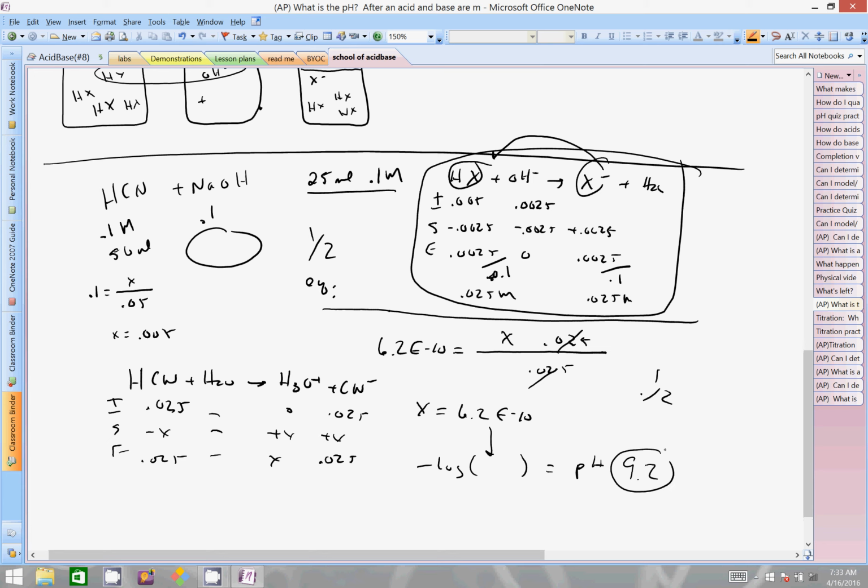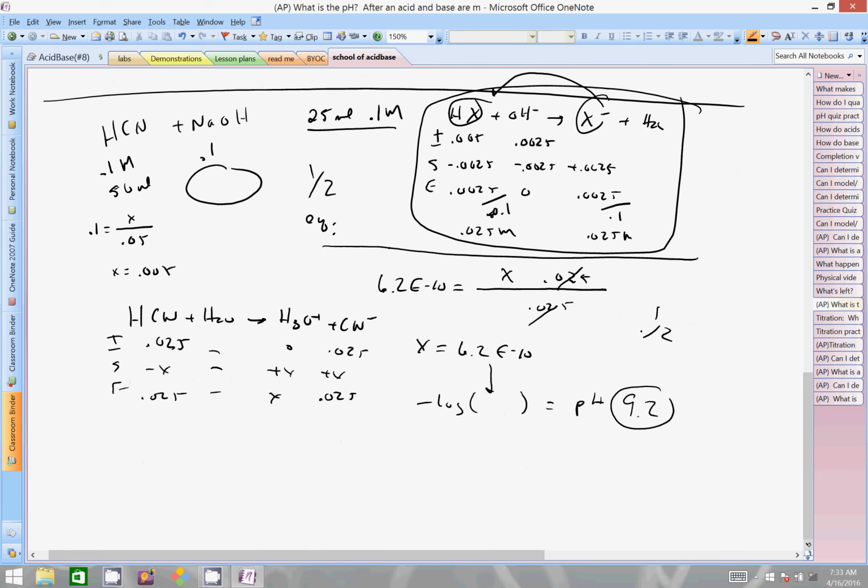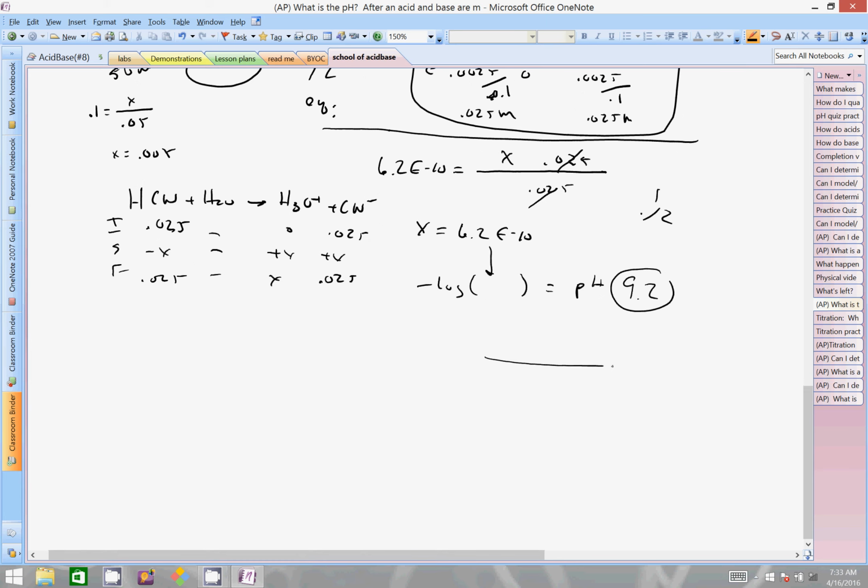Again, we are still basic. Equal amounts, my base wins. So my base is a stronger base than my acid is an acid. Okay, now picture-wise, how would I draw this? Because I'm at the half equivalence point, the way I would draw this is I'm going to draw HX. I just used 4 particles as an example.